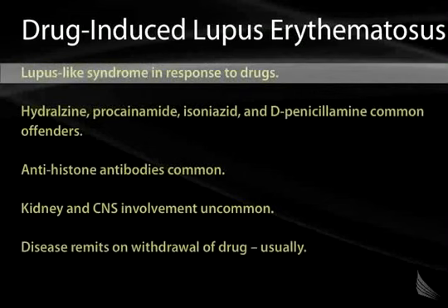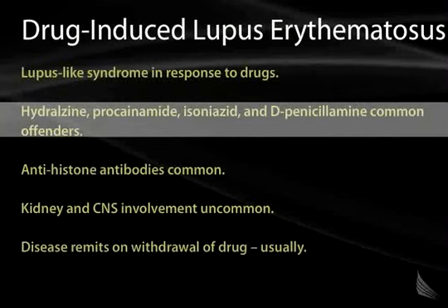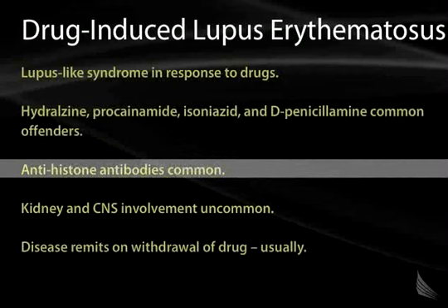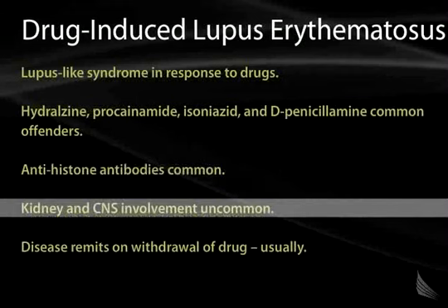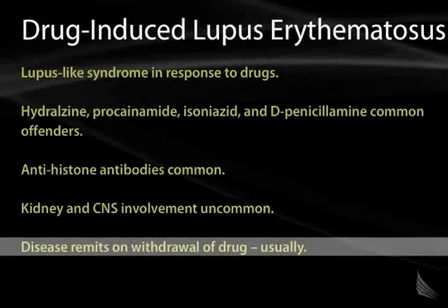Drug-induced lupus erythematosus is a lupus-like syndrome in response to some medications that are commonly given. Hydralazine, procainamide, isoniazid, and D-penicillamine are the most common offenders and the most common to remember. So a mnemonic for you is D-HIP. If you have D-penicillamine, hydralazine, isoniazid, and procainamide, it's a reasonable way to remember those particular medications. The unique autoantibody to drug-induced lupus erythematosus is the antihistone antibody. Kidney and brain involvement in drug-induced lupus is uncommon, and the disease usually goes away with withdrawal of the drug.